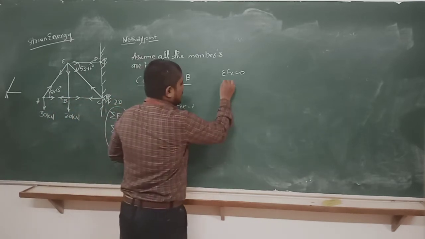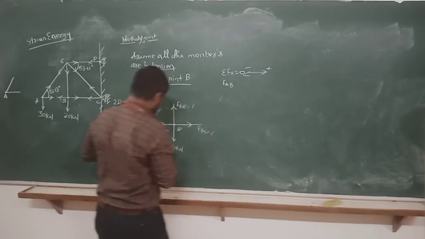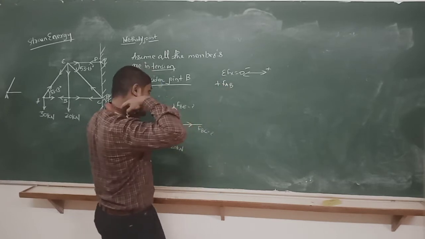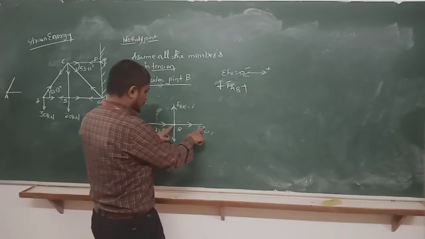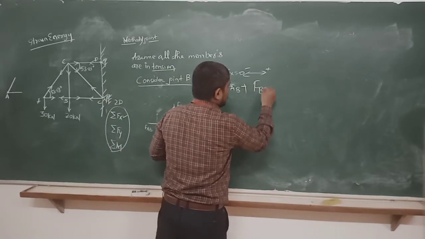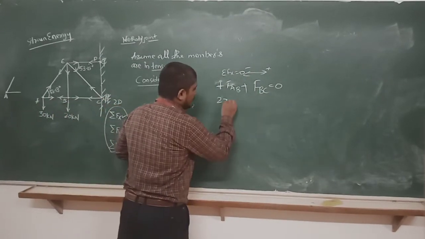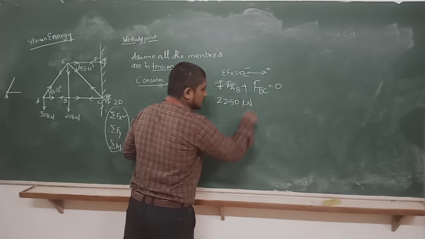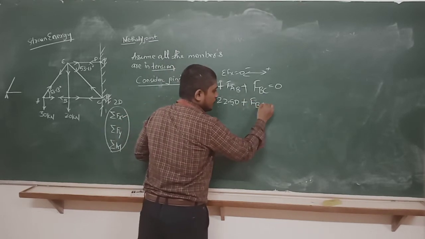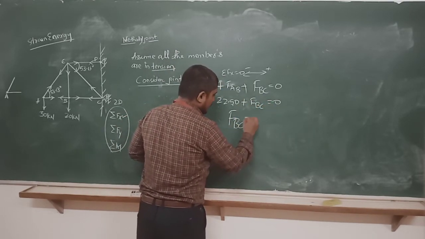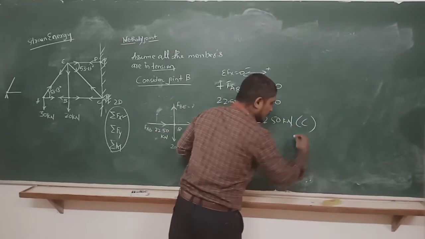Now here FAB horizontal force, it is in plus. FAB plus FBC is equal to 0. FAB value we know, 22.50 kN. Need to write the unit here. 22.50 plus FBC, which is unknown, is equal to 0. So FBC we are going to get as minus 22.50 kN. Means it is also in compression.